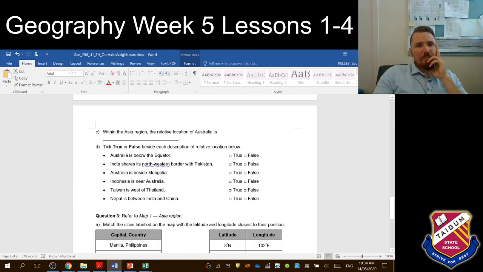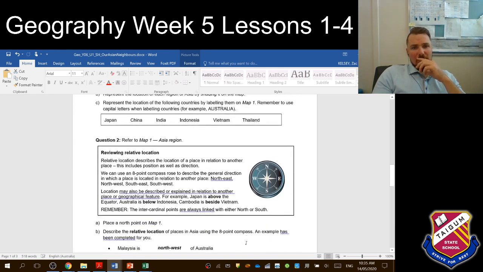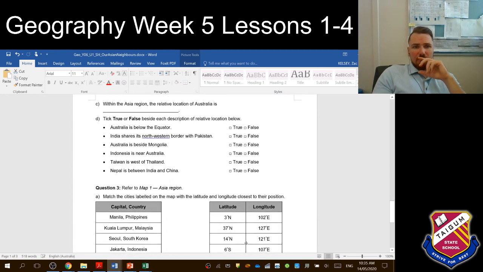C says, within the Asia region, the relative location of Australia is. So within this whole region, where would you say Australia is located? Would you say it is located in North Asia, East Asia, South Asia, West Asia, Northwest, Southwest? Okay, where would you say Australia is located within Asia itself?